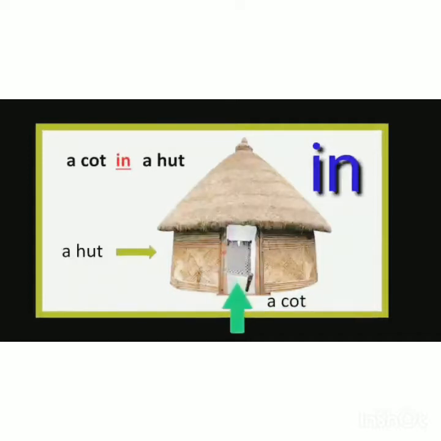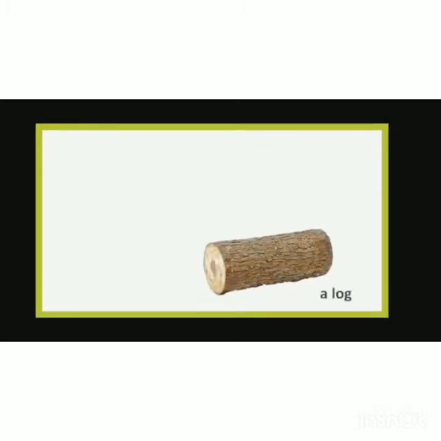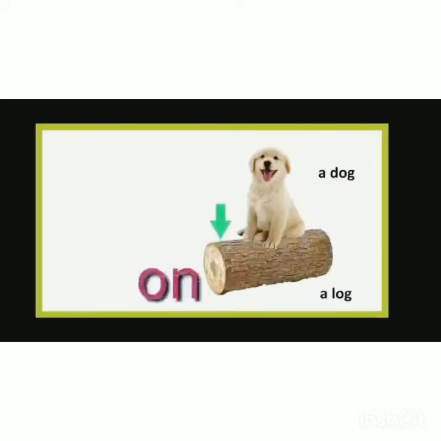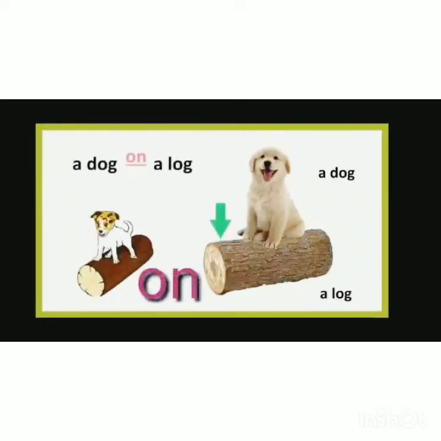Right, children? Let's take the other example. What is this? Yes, it's a log. And here you can see a dog. And where is the dog sitting? Dog कहाँ पर बैठा है? तो dog log के ऊपर बैठा है. ऊपर यानी on. So, what will you say? A dog on a log. Got it?